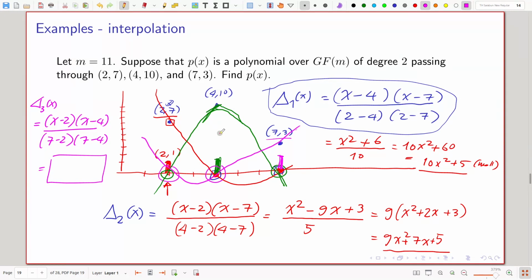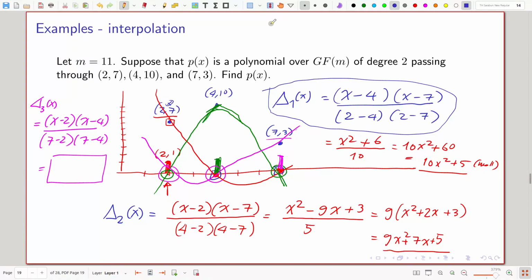Okay. Now you can see if I add all of them up, if I add all the polynomials up, I'll get a polynomial that is 7 at 2 because the other polynomials are 0 at this point. I'm also going to get a polynomial that goes through 10 for 4 because the other two polynomials are 0 at this point. And I also get a polynomial that goes through 7, 3 at this point because the other polynomial goes to 0 at this, and then this goes to 1 and is multiplied by 3, right? So my final polynomial is this.